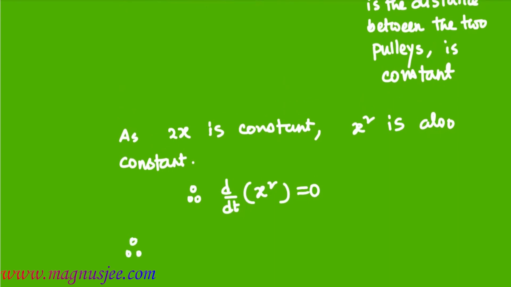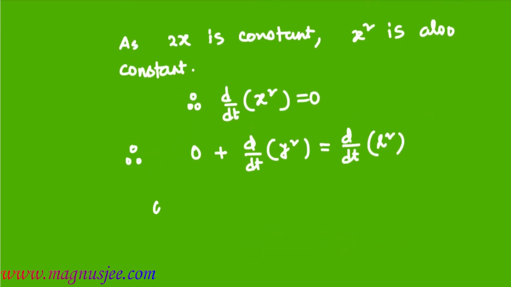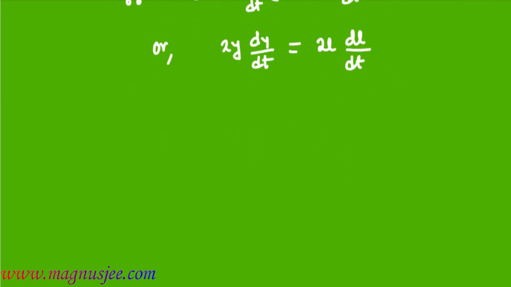Therefore, 0 plus, from the previous equation, 0 plus d/dt of y square equals d/dt of L square. Or, 2y dy/dt equals L dL/dt.